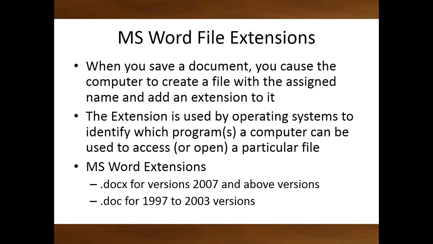In Microsoft Word, the file extension for versions 2007 and upwards is .docx. So anytime you create and save a file, automatically the computer adds the file extension .docx to that file. However, if we were using earlier versions of Microsoft Word, the file extension would have been .doc.